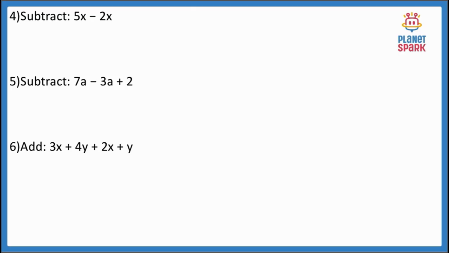Moving to the next question, we have to subtract. Again, we are just going to write down the variable as it is. The variable over here is x, and we simply simplify the constants. 5 minus 2 will give me 3x. Now 7a and 3a are like terms. 7a minus 3a is going to be 4a, and then plus 2. 4a plus 2 cannot be further added because the terms are not like.